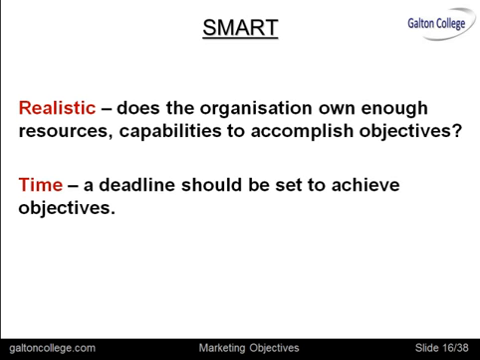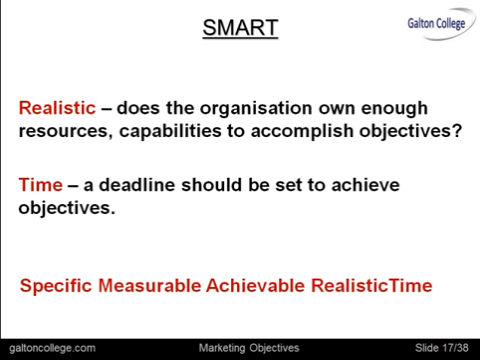You've got to have a deadline to achieve it, otherwise it'll drift on forever. If there's no deadline within which to achieve a certain objective, people again will not try. They'll try tomorrow or next week. They won't try now because there's no time set to it. It's endless. So time is important. So the SMART objectives are specific, measurable, achievable, realistic, and time.